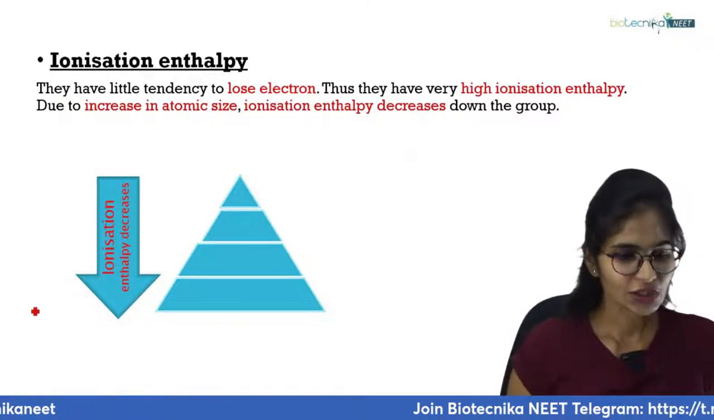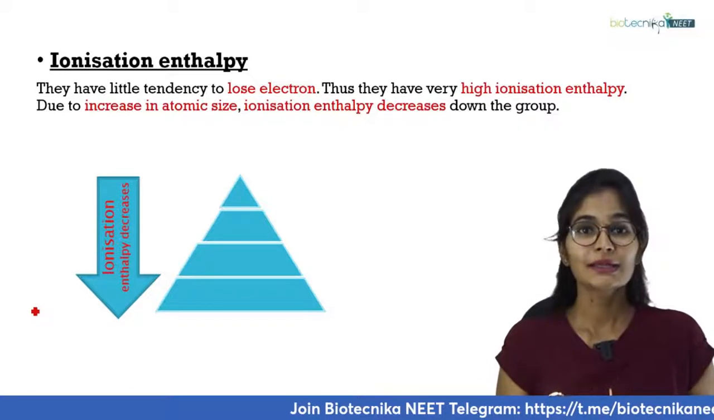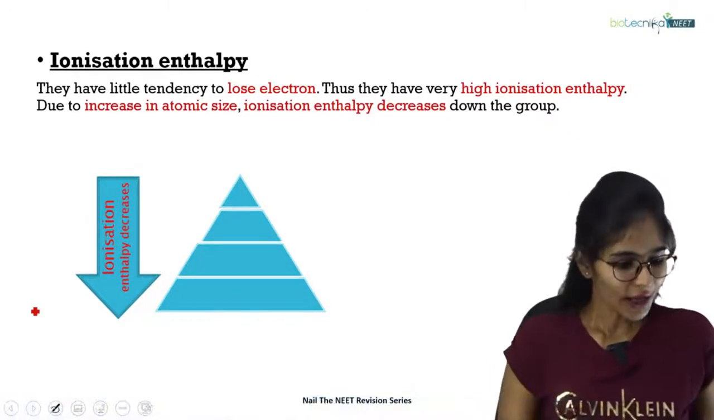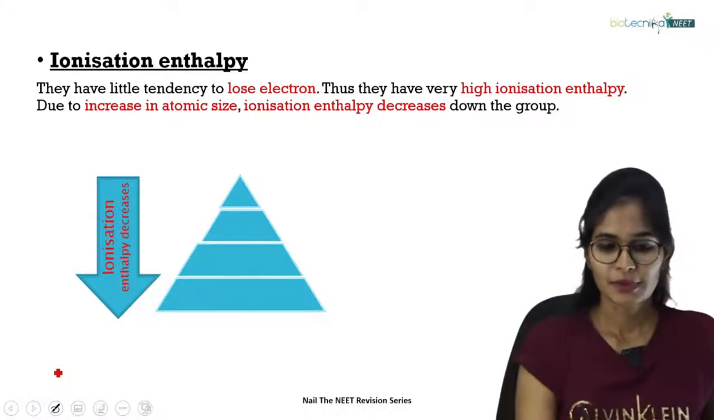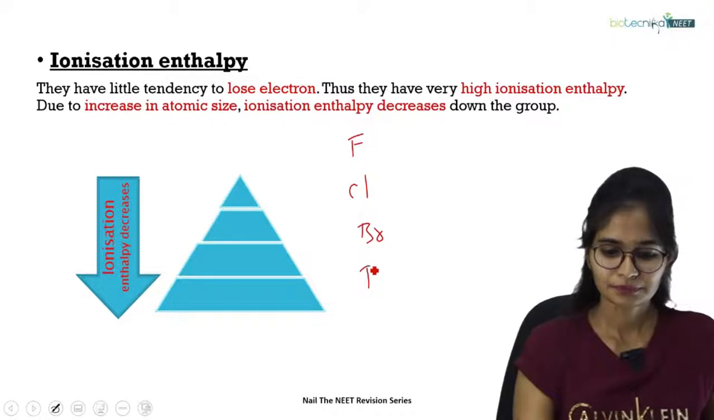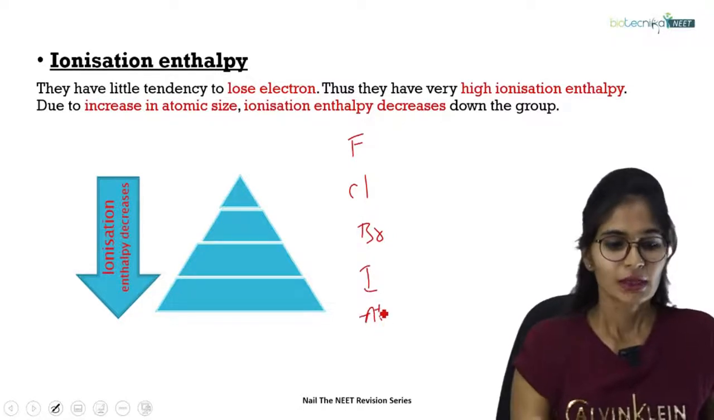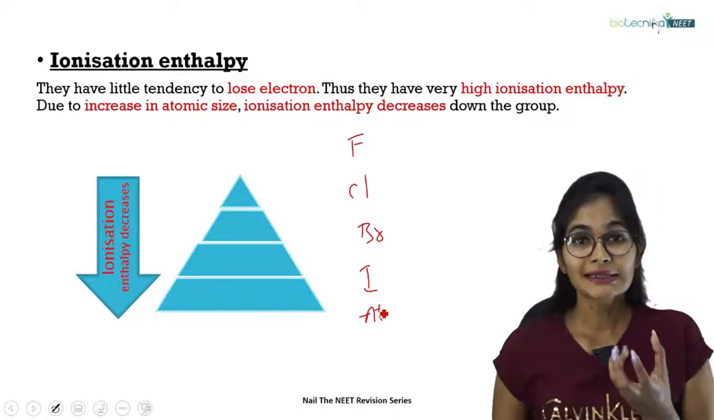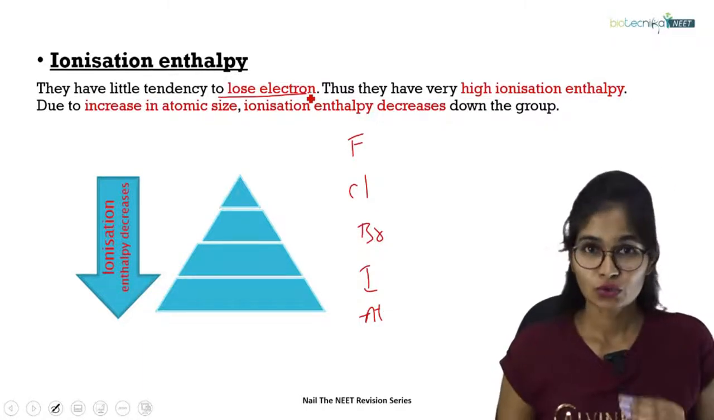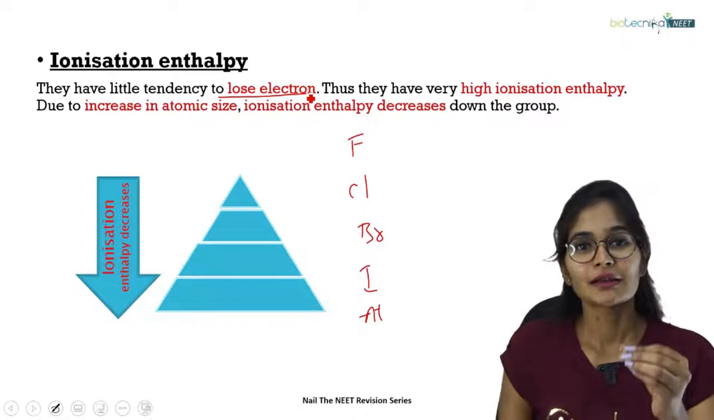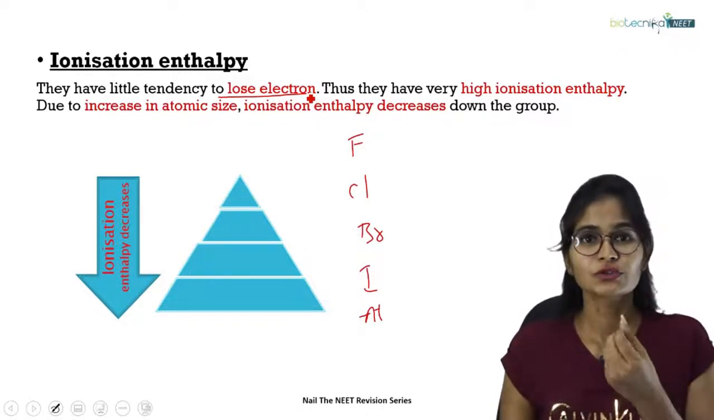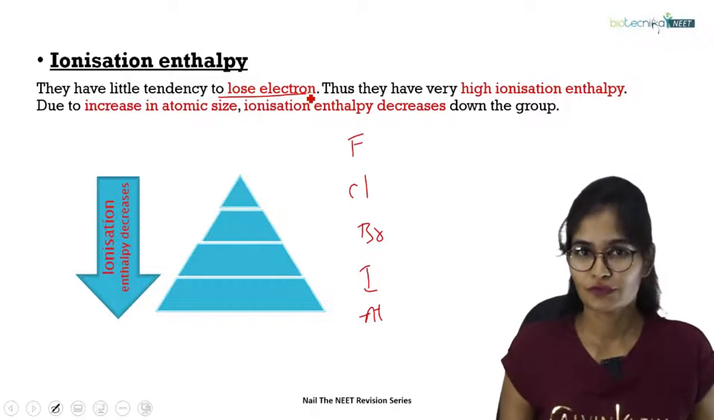So ionization enthalpy is what? You are providing some amount of energy to ionize the molecule, right? So when you compare ionization with respect to fluorine, chlorine, bromine, iodine, and lastly astatine, overall they have little tendency to lose the electron. Why? Because they are just one electron short of the noble gas configuration, right?